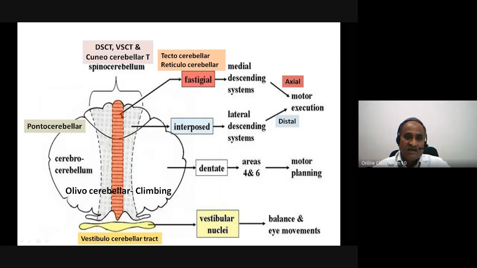the posture regulating mechanisms, or the axial muscles. Then we have in the bottom the flocculonodular lobe. This is the flocculonodular lobe, and this is connected with the vestibular nuclei, and this is the vestibular part of the cerebellum.